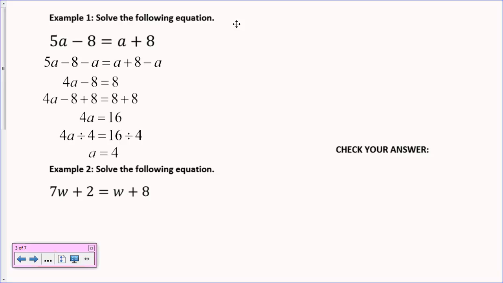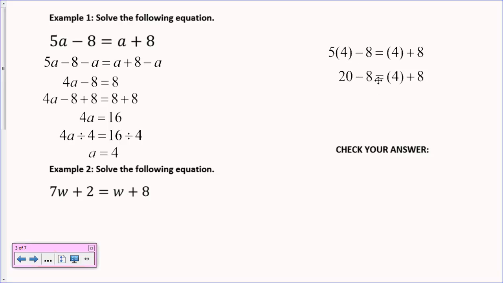Okay? Now I'm actually going to check my answer here. I take this solution that I got and I plug it back into the original problem, into both a's, and I should come out with an equal, like 2 numbers that are equal on either side. So I go ahead and plug it in. So 5 times 4 minus 8 equals 4 plus 8. Do the multiplication. 5 times 4 gives me 20.